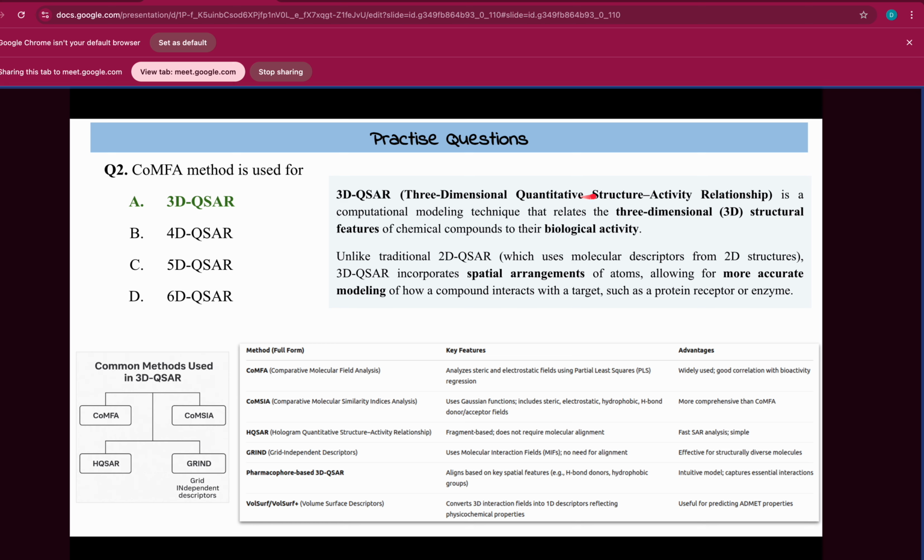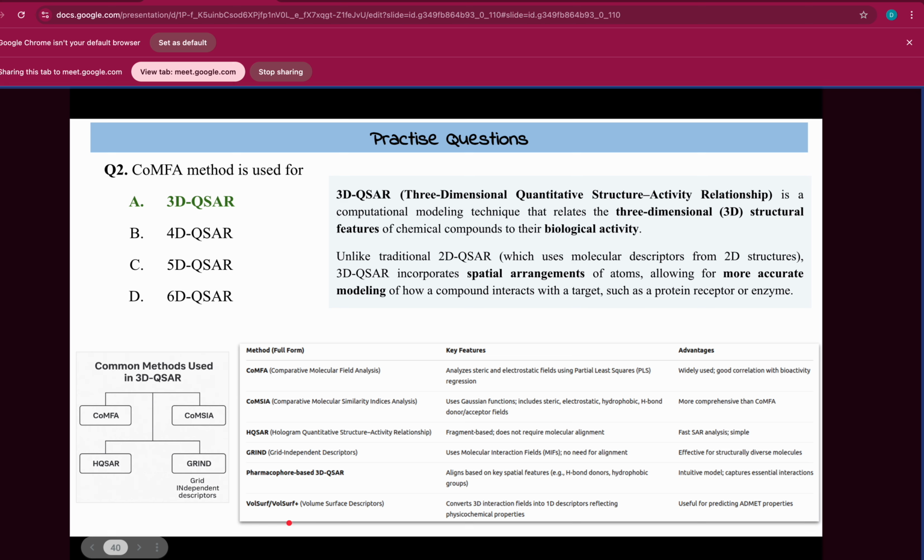So three-dimensional QSAR is a computational modeling technique which relates the three-dimensional structural features of chemical compounds to their biological activity. For example, in case of 2D QSAR, we are only looking at the molecular descriptors from 2D structures such as molecular weight and all those properties, but in 3D QSAR we take into consideration the rotations and the spatial arrangements.